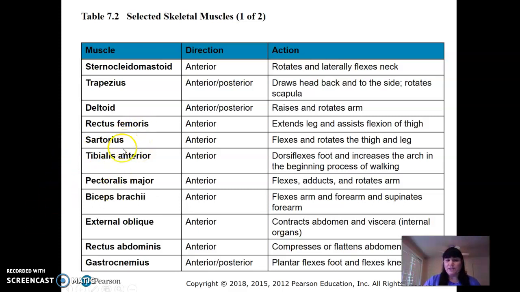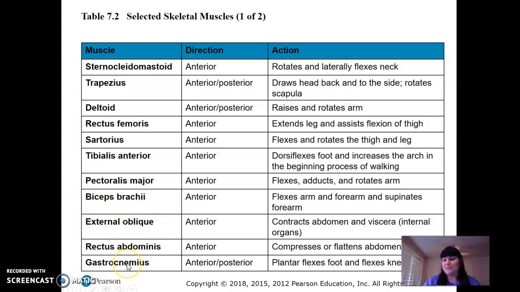Sartorius is in the front, tibialis anterior, pectoralis major, biceps brachii, external oblique, external, on the outside, oblique, the fibers are running at an angle. So your abdomen, you really just have 4 muscles, which is a strange thought. It's skin, fat, muscles, okay? 4 sets of muscles. It's the rectus abdominis, the transversus abdominis, and the obliques, the internal and external obliques. And then after that, you're in the abdomen, okay? And then we're looking at the intestines and so on.